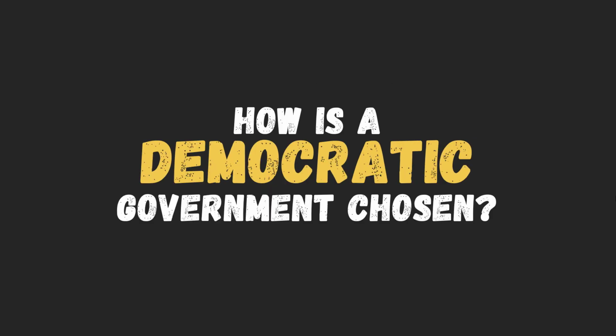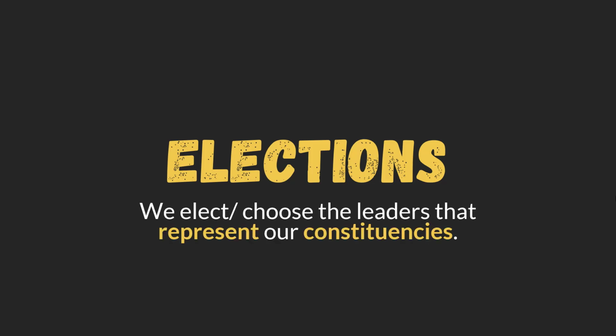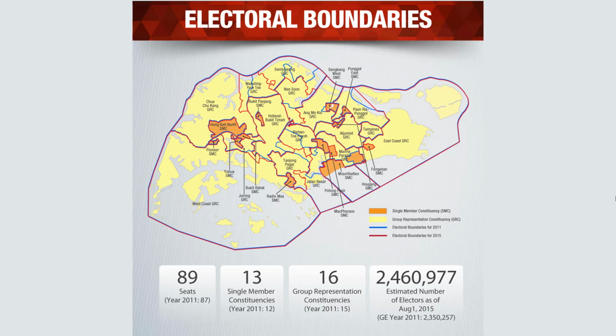So how is a democratic government chosen? We do it through elections. We elect or choose leaders that represent our constituencies, which means the areas that we live in. We may live in an area which has a different name from our constituency, such as if we live in Clementi, we may actually not be called Clementi GRC. The electoral boundaries are always changing. No idea why? Perhaps it has something to do with drawing the grid so that the incumbent party may win.